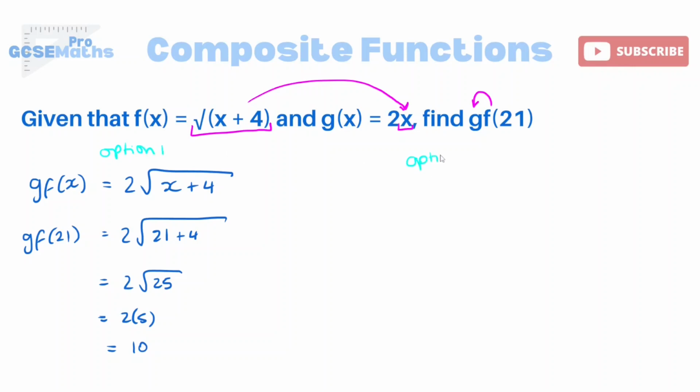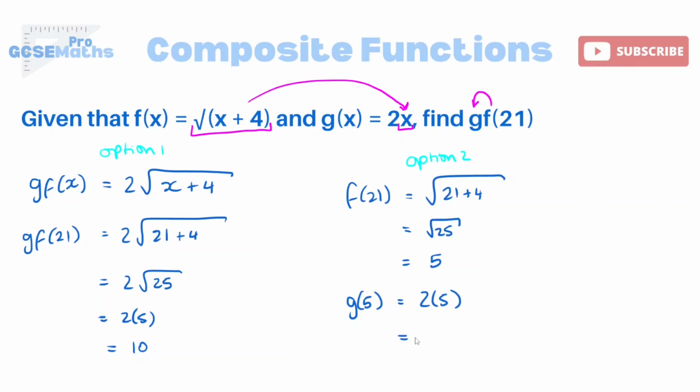Option 2 is if we go, right, okay, we need to work out f of 21. What's that value first? So the square root of 21 plus 4, which is basically what we've just done here, isn't it? So you can see that that would be square root of 25, which we know is 5. And then you would say, right, then I need to take this and put it into the g function. So 5 into the g function is 2 times 5, which is 10.